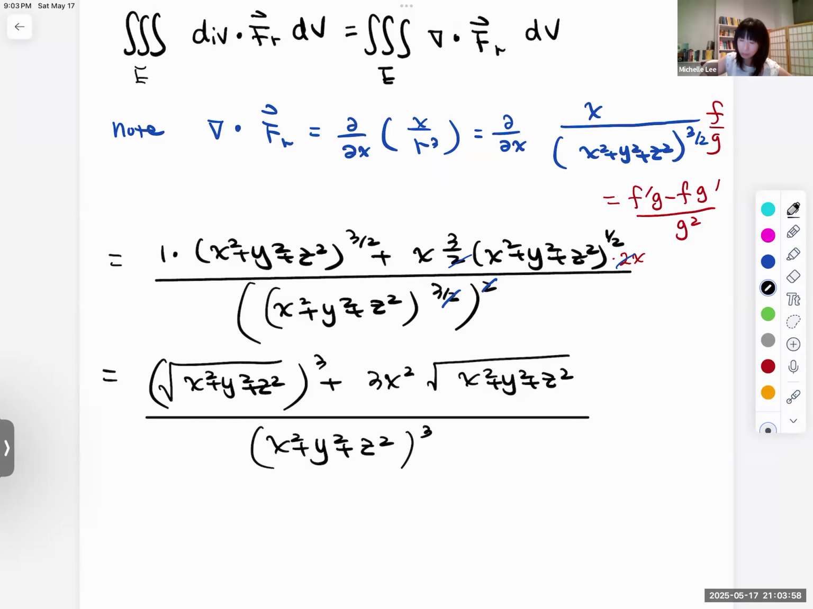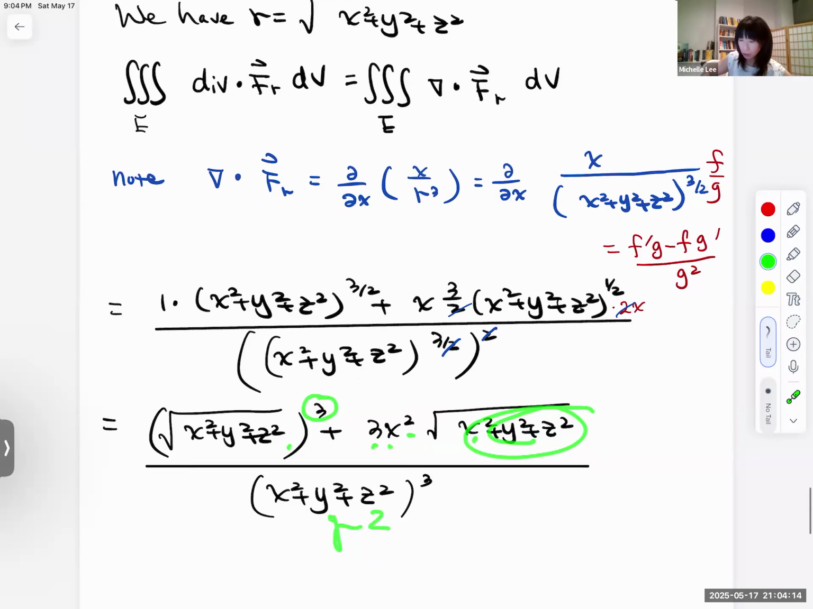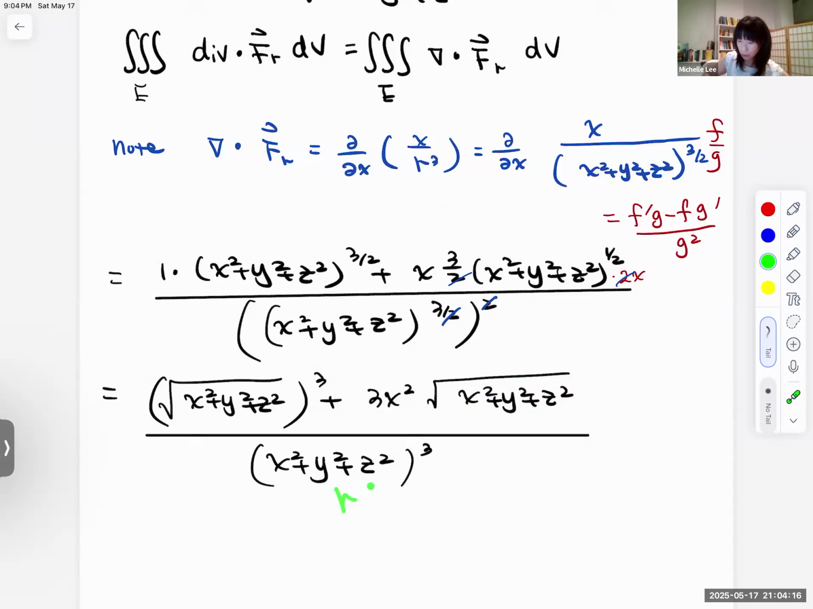Okay, now what is this? This one is r, right? So we can express r to the third power. And this is r, so 3x squared r. And this is r squared, right? So look, r squared times 3, which is r to the 6th power, right? Okay, so let me write down.